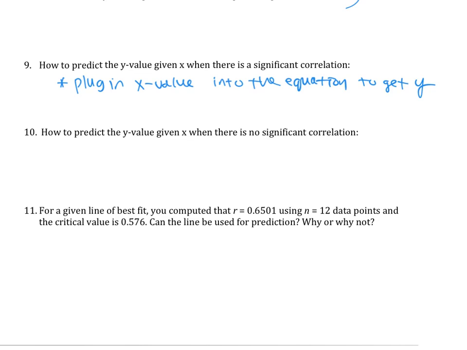What if there's no correlation? Then the best prediction is basically the average. So how to predict y value when there is no significant correlation, then x means nothing basically.